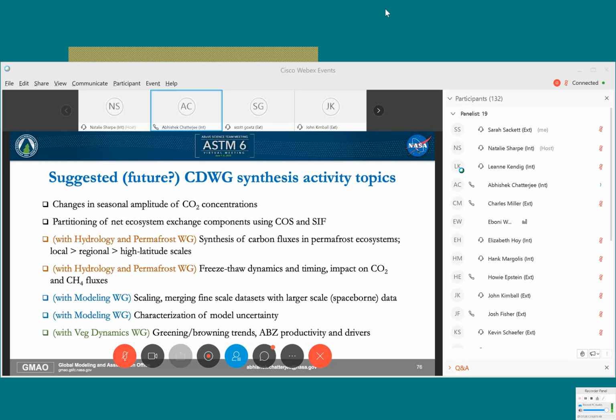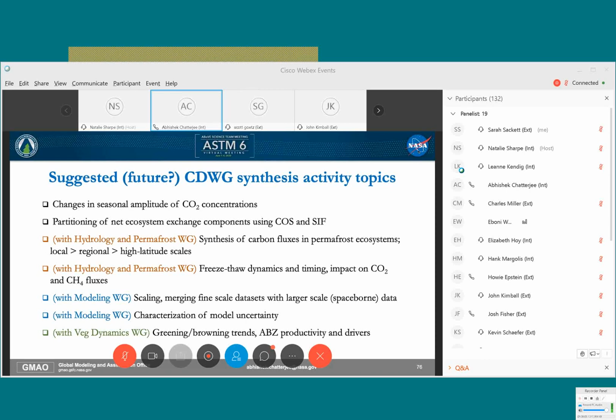Hydrology and permafrost, especially looking at carbon fluxes in permafrost ecosystems and how they change as you look at different scales from local to regional. Freeze-thaw dynamics and timing impact on CO2 and CH4 fluxes. I think John did mention this. That's one of the potential topics that can be looked at. And then there is a lot of overlap with the modeling working group, which you'll hear about in a minute from Josh. I have covered just a couple here, but in all honesty, I think there is a huge cross-cut between some of the carbon cycle topics and the modeling topics.